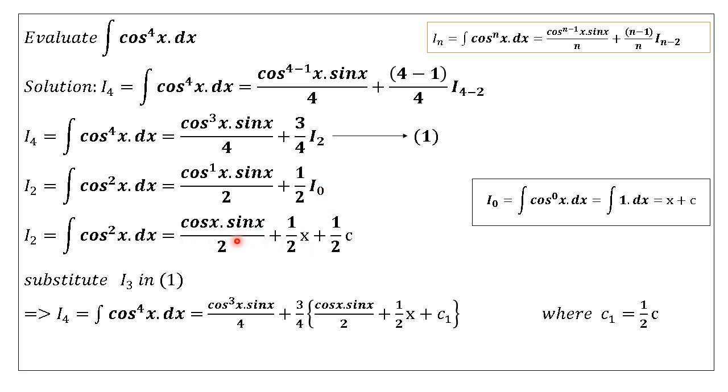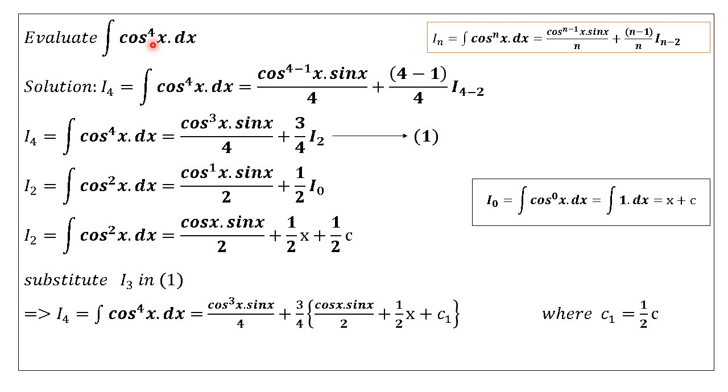Now back substitute the value of I2 in equation 1. Equation 1 implies I4 is equal to this one. Here substitute the value of I2. This is the value of I2. Substitute this value here. You will get the reduction formula for integration of cos to the power 4x into dx. See, observe carefully.